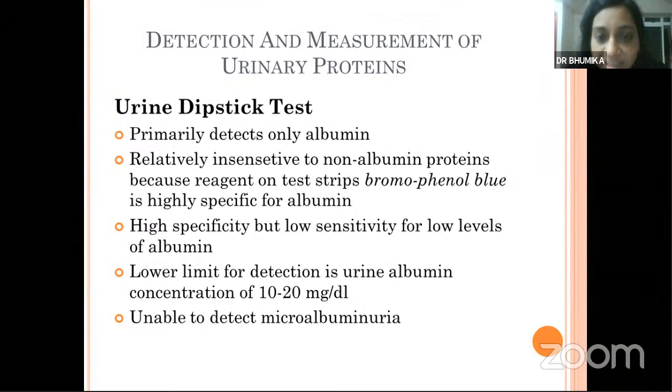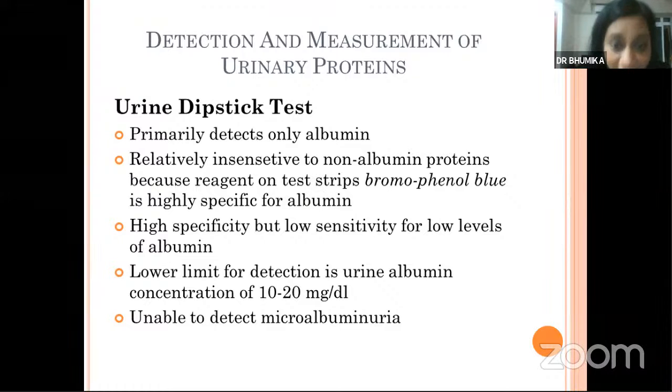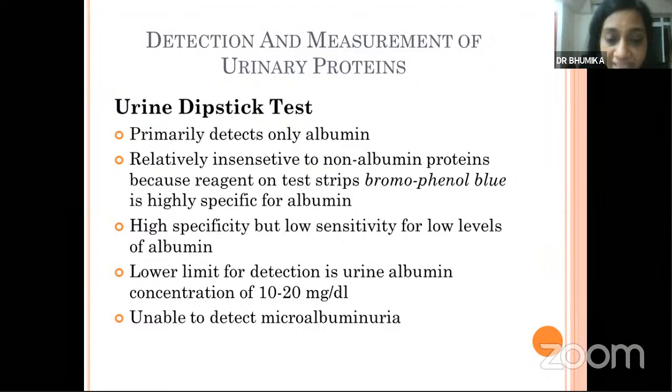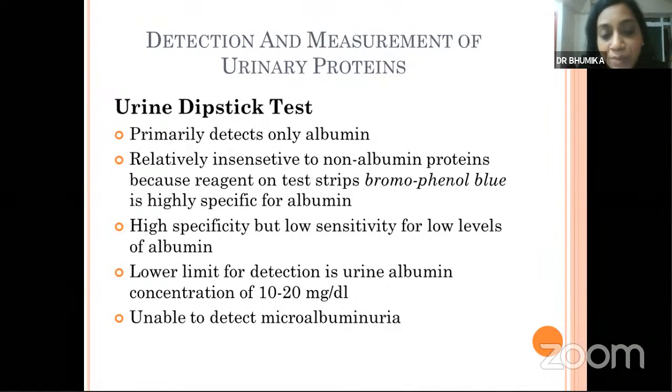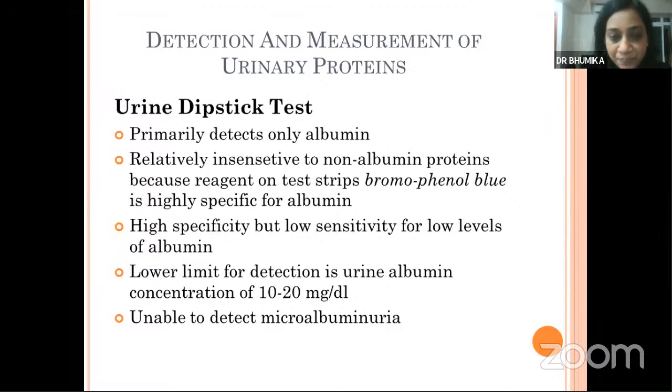This detects only albumin, and is relatively insensitive to non-albumin protein, because the reagent on the test strips, bromophenol blue, is highly specific only for albumin. It has high specificity but low sensitivity for low levels of albumin, with a lower limit of detection in urine albumin concentration of 10 to 20 milligrams per deciliter. However, it is still unable to detect microalbuminuria.